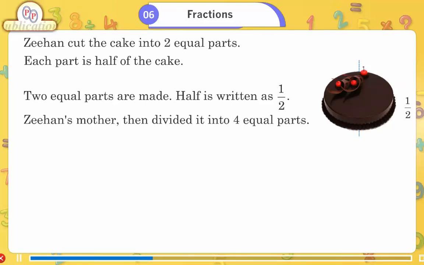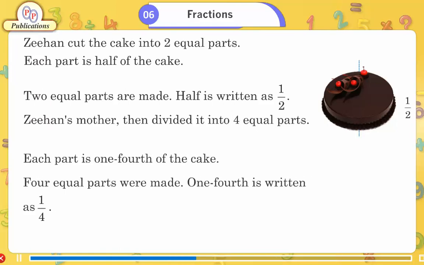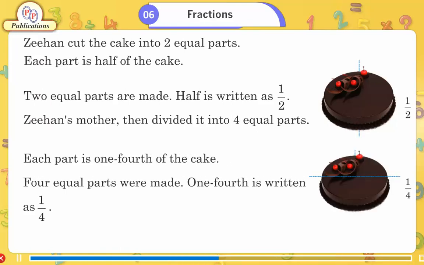Zihan's mother then divided it into four equal parts. Each part is 1/4 of the cake. Four equal parts were made. 1/4 is written as 1 upon 4.